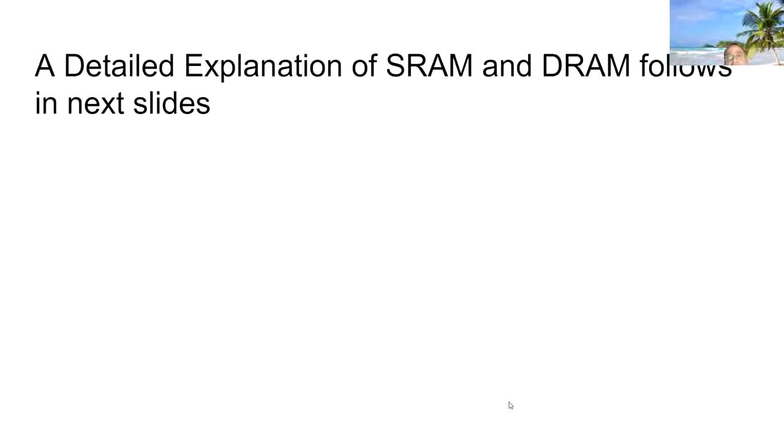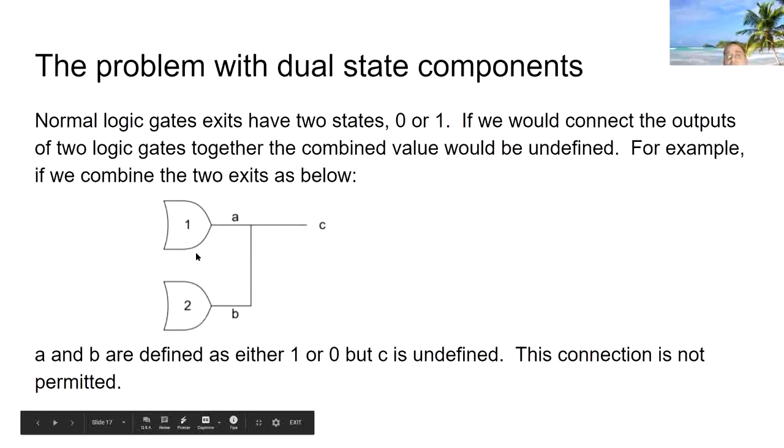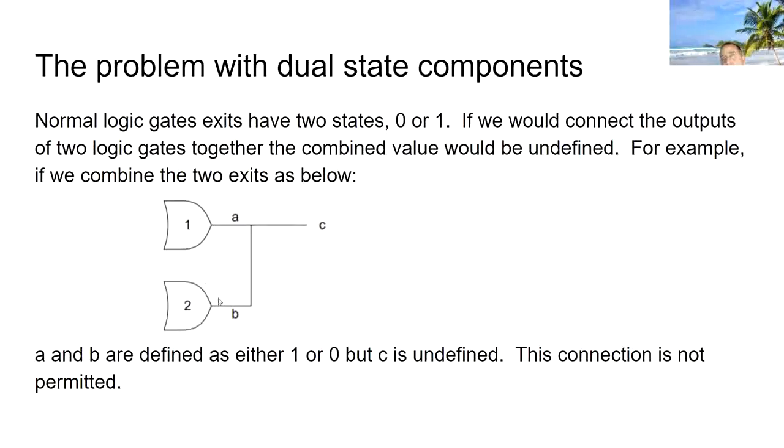Okay, now we're going to go into SRAM and DRAM. So first of all, let's understand this diagram here. This diagram is showing two logic gates, and they're connected. You've never seen anything like this before, where you just directly connect the outputs of two gates into one line. It's like a circle here, really. And these become the same one line. So if this is one bit and this is one bit, this is also one bit. The reason you've never seen this before is because this is a horrible idea. This C will be undefined.